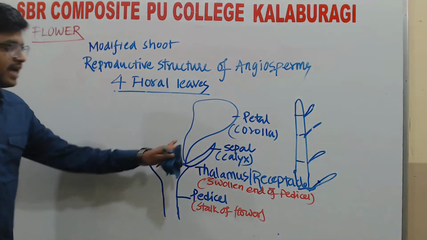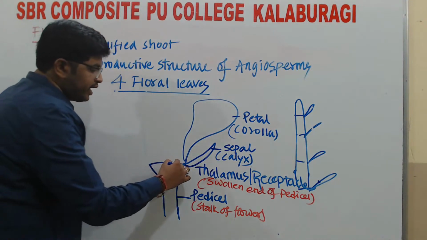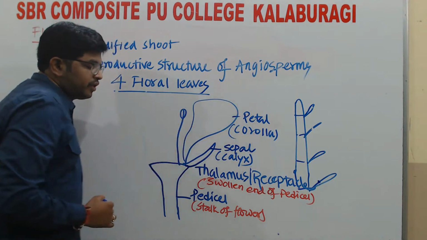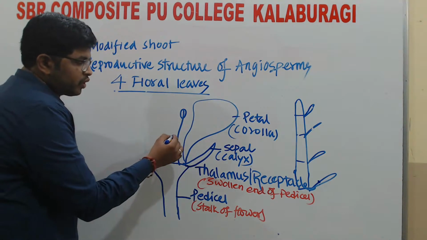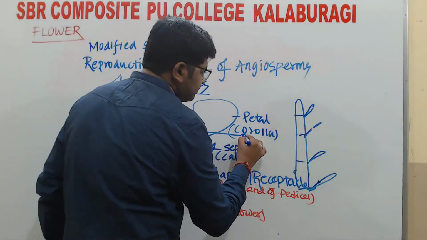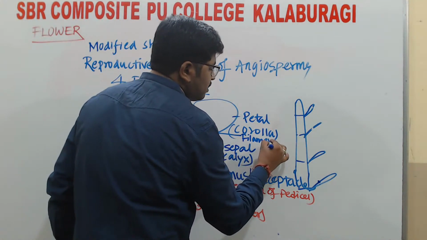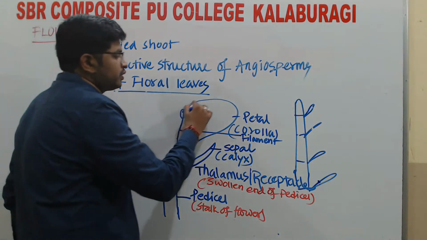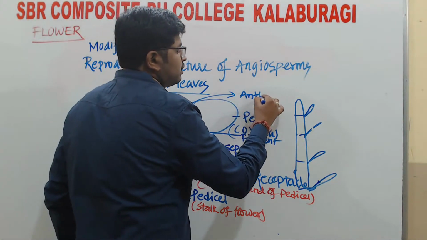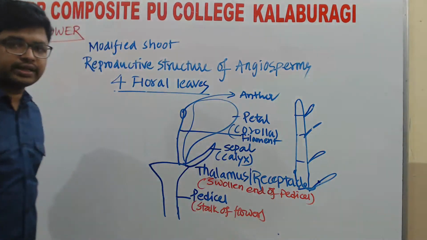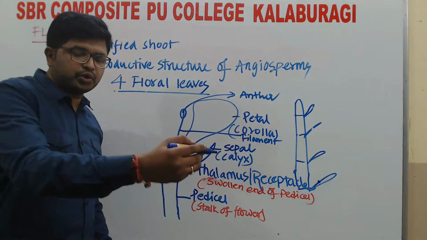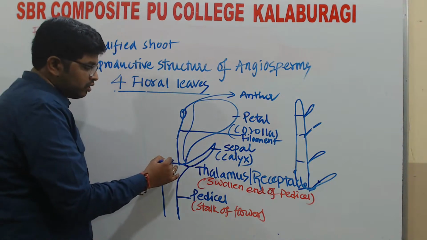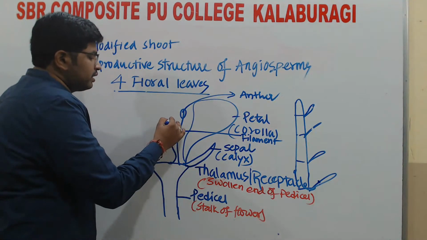And inside this, we have the thin stalk holding the anther. We call the thin stalk the filament, and it has a bilobed structure, which we call the anther, which has the pollen grains, which we are going to understand in future classes.